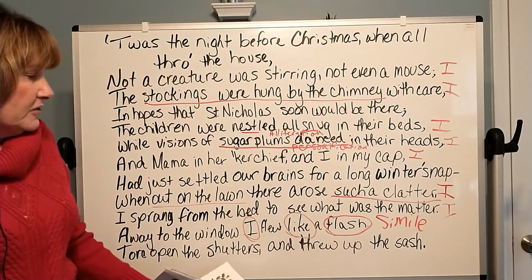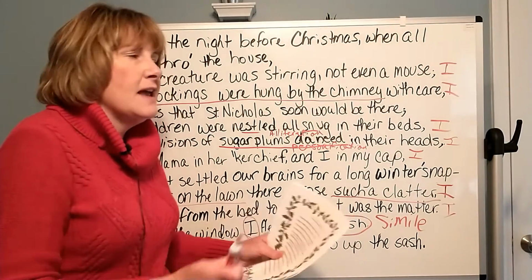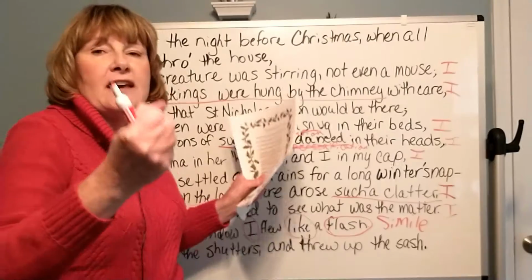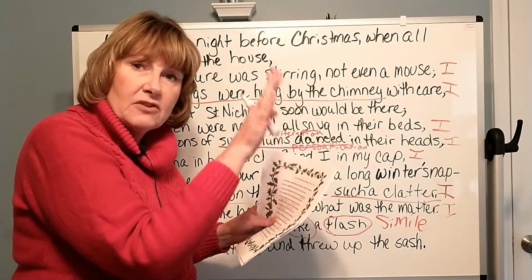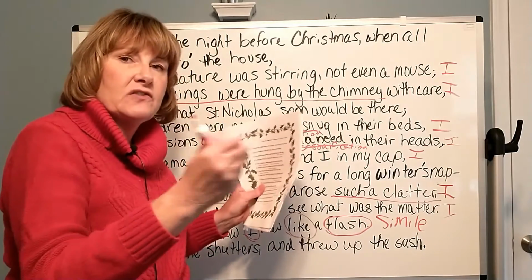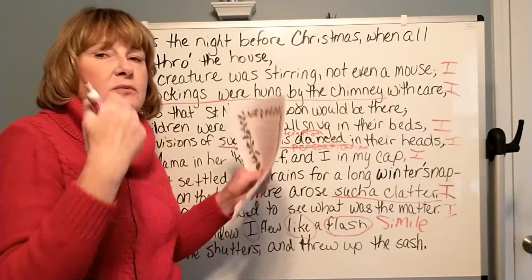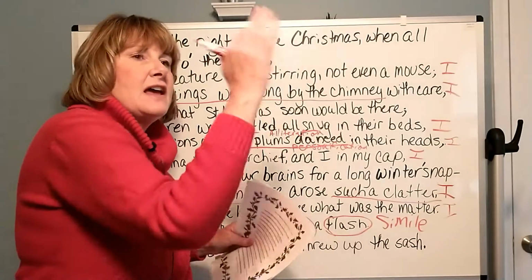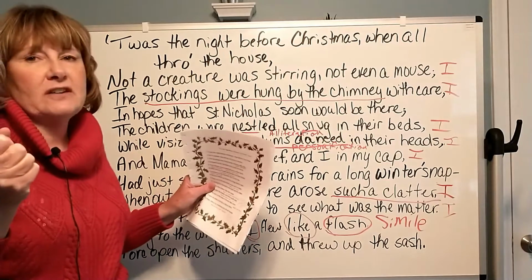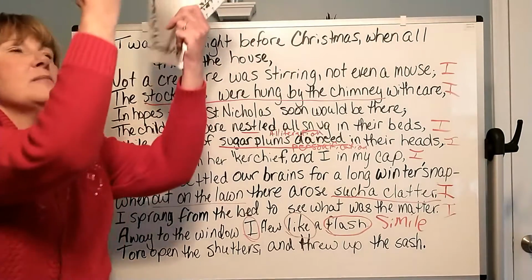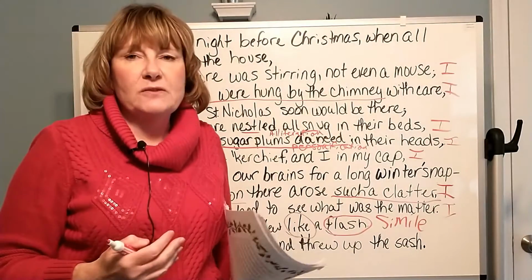"Tore open the shutters and threw up the sash." So he runs to the window and it says he tore open the shutters. Now back then the shutters would be on the inside of the house, on the window. So you'd have to open the shutters to be able to look out the window. And the shutters were there because, again, it was cold inside the house. We want to make sure we keep the heat inside the house and keep the cold outside. So he had to tear open the shutters and then he threw up the sash, which means he opened the window. He pushed the window up to open the window.